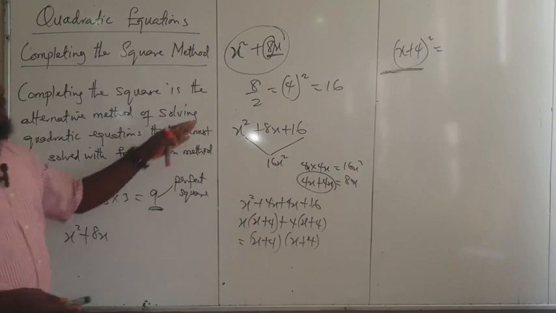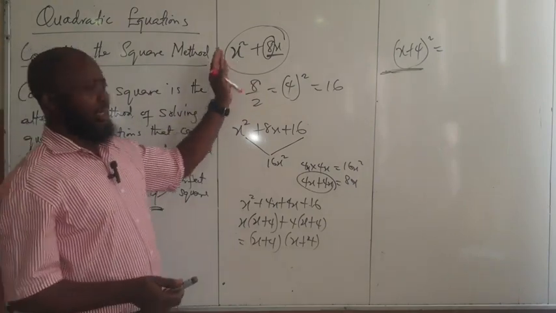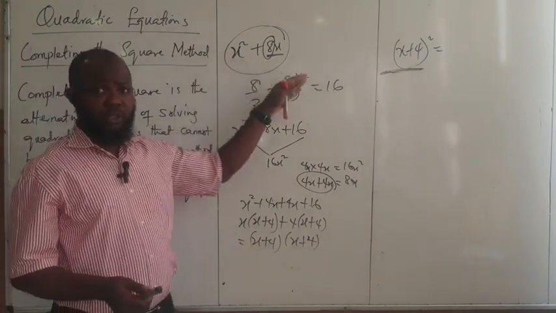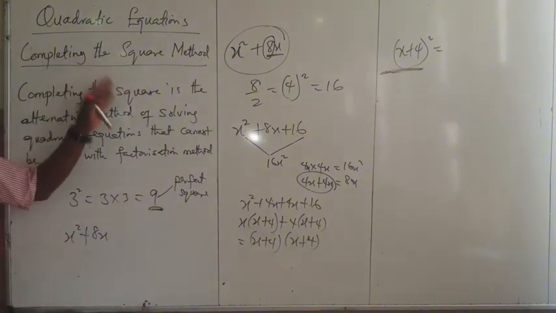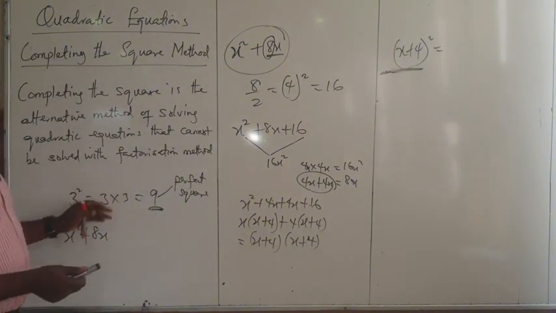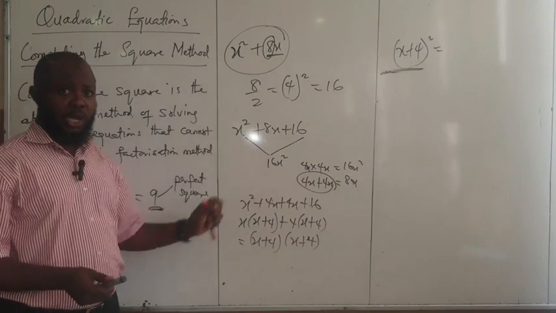We are now going to be using the concept of making a quadratic expression a perfect square to solve quadratic equations that cannot be solved using the factorization method. I hope that is very clear.